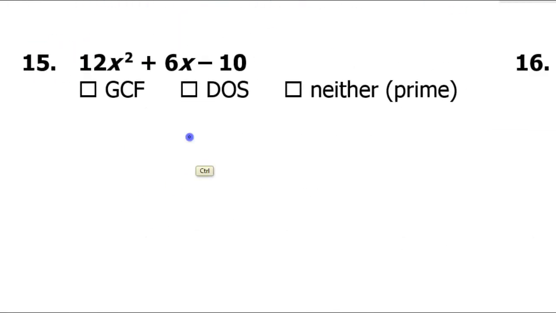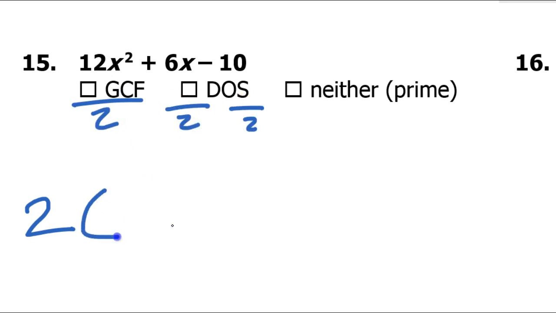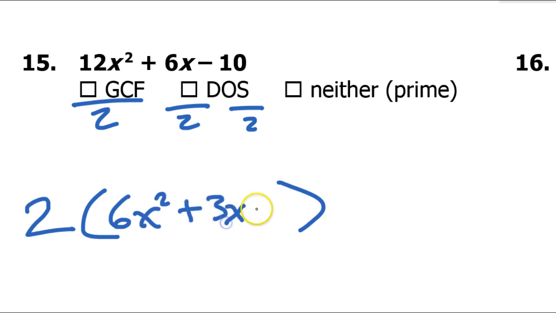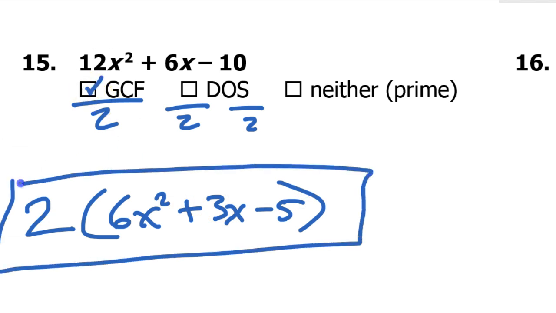Okay, how about this one? Well, it's not the difference of 2 squares because it's got 3 terms. Is there a GCF? Well, I'm noticing that all of these are divisible by 2. So if I were to divide everything by 2, that would give me 6x squared plus 3x minus 5. Okay, so there is a GCF, and this will be the final answer.